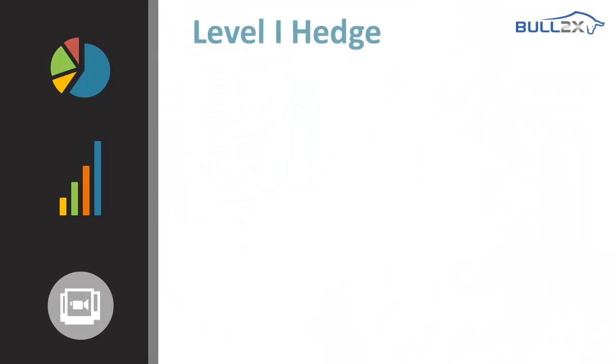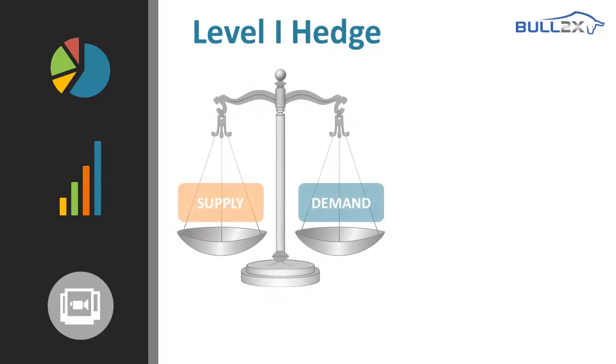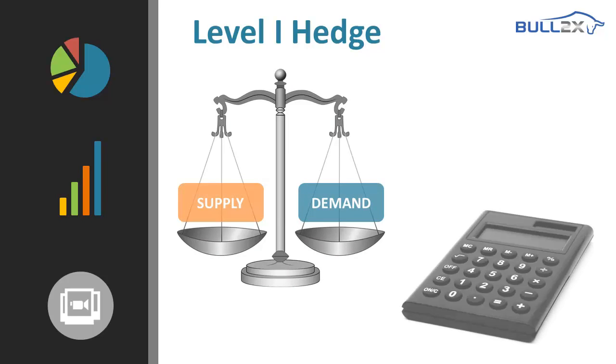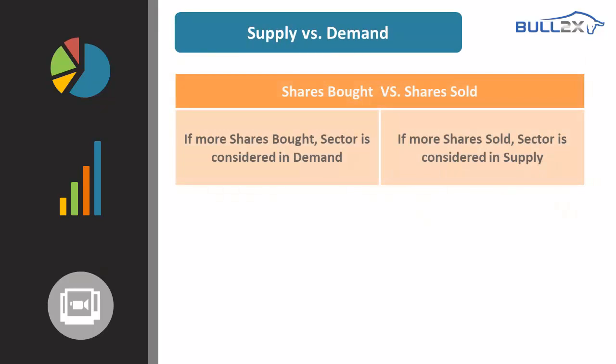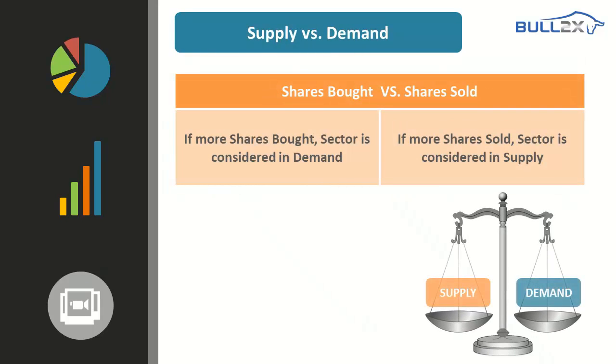Our Level 1 hedge is based on one of the most fundamental concepts taught in economics, supply versus demand. Through one of our third-party research partners, we receive a daily calculation that measures the volume of securities bought and sold within a specific market sector. The calculation is relatively simple within each sector. It simply calculates if more shares were bought or sold. And if more shares were bought, we consider that specific sector to be in demand. If more shares were sold, we consider that sector to be in supply.